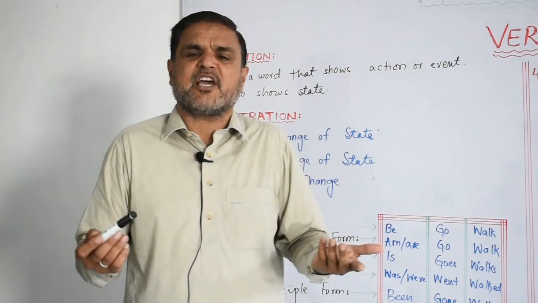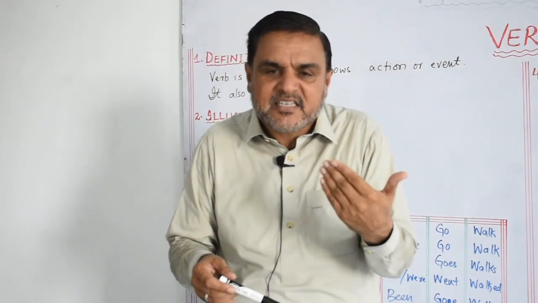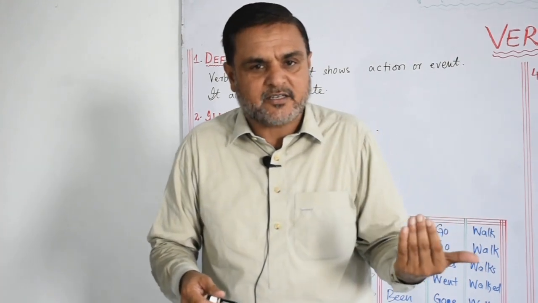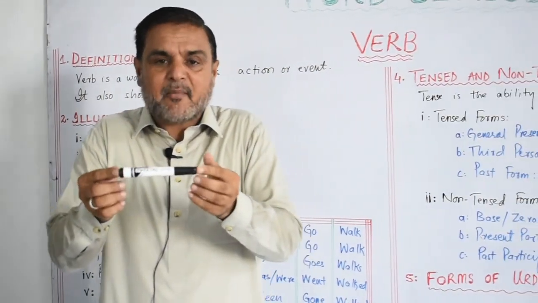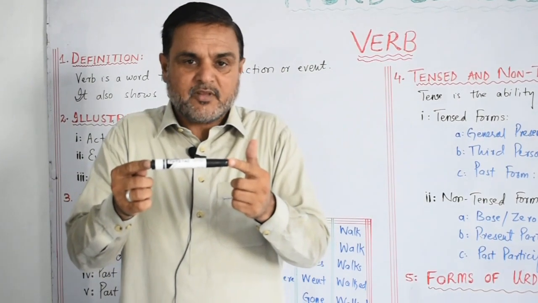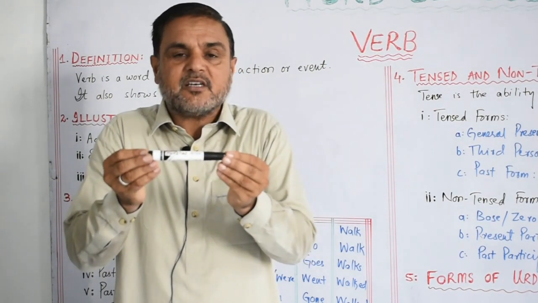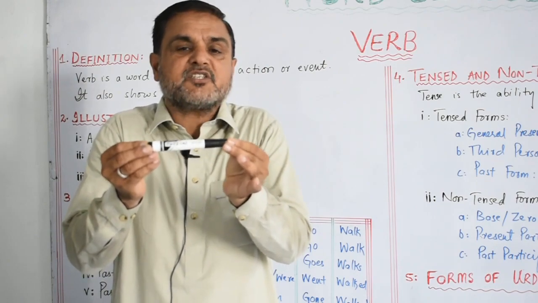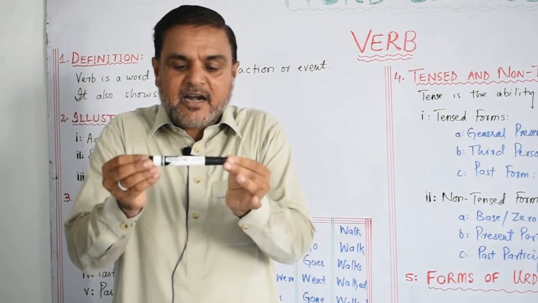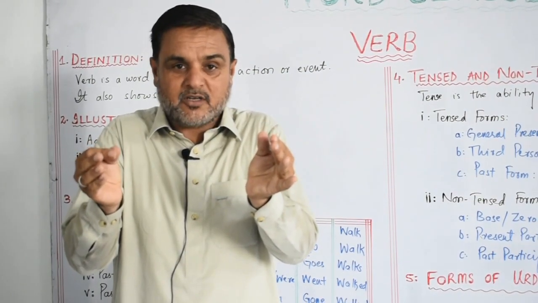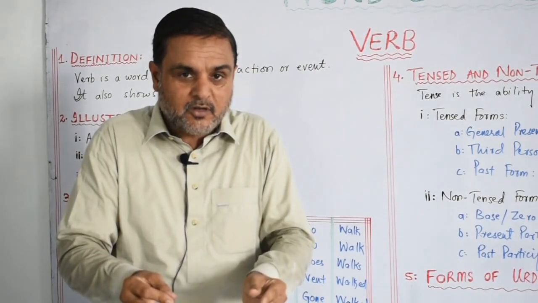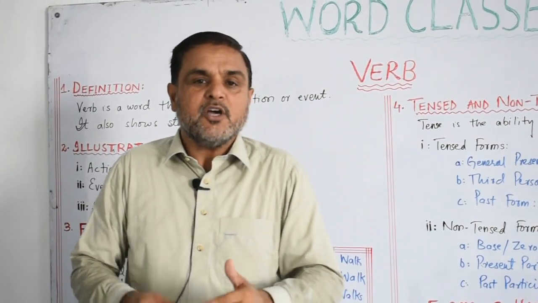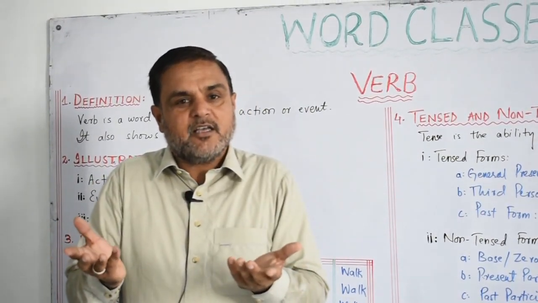And what is this change of state? Let me give you a little practical demonstration of what we mean by change of state. So I have a marker in my hand, for example, right in front of you. Now this is state A. This is state 1. And now I drop it down. It goes down to the floor. This is state B. This is state number 2. This is a change of state.